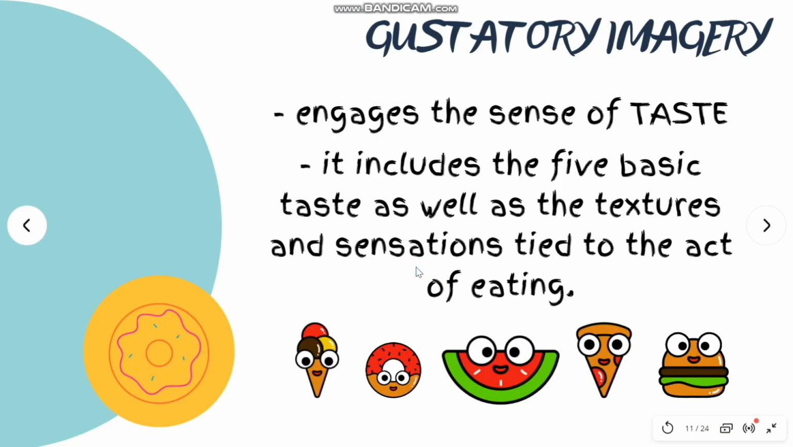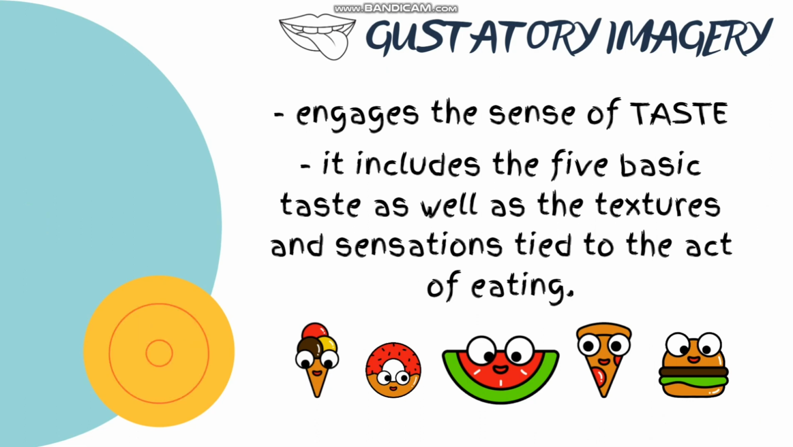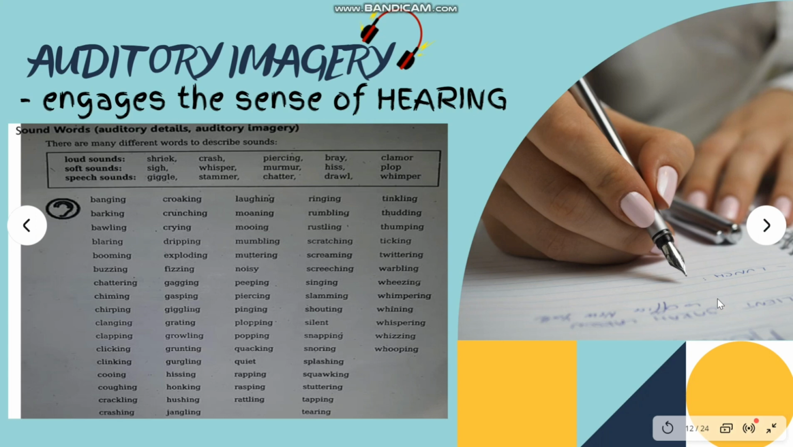the gustatory imagery. It engages the sense of taste. It includes the 5 basic tastes, which are sweet, sour, salty, bitter, and umami, as well as the textures and sensations tied to the act of eating. Auditory imagery engages the sense of hearing, and these are the examples po.